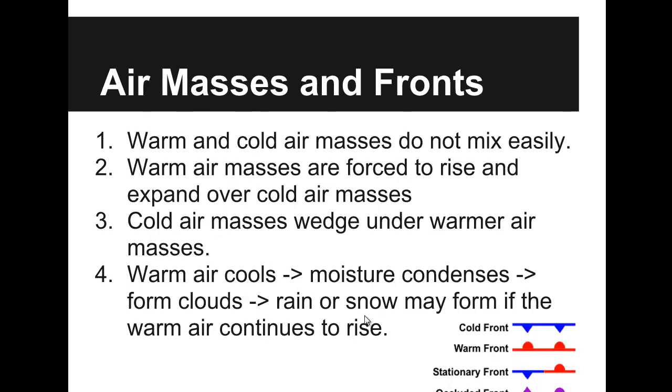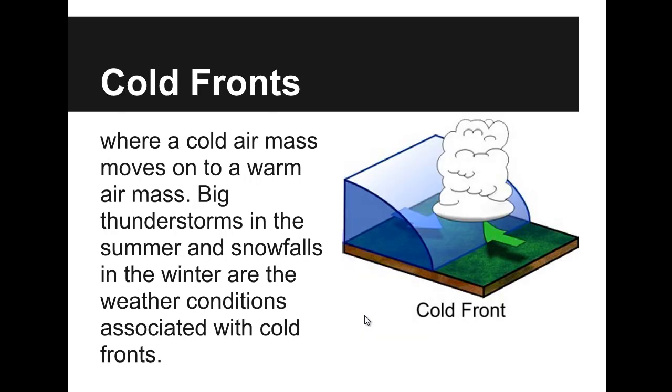Air masses and fronts. Warm and cold air masses do not mix easily. Warm air masses are forced to rise and expand over cold air masses. Cold air masses wedge themselves underneath the warm air masses. The warm air that gets forced up eventually cools. Moisture then condenses and forms clouds, and then rain or snow may form if the warm air continues to rise.